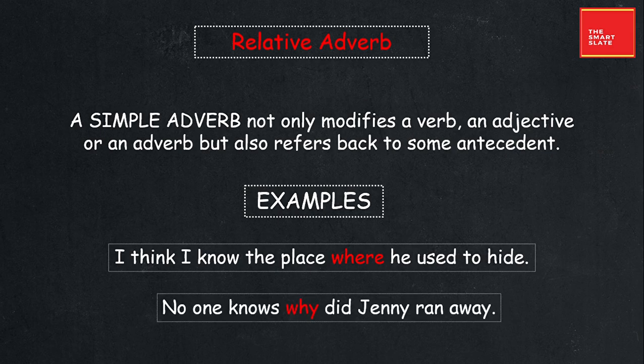Next sentence. No one knows why Jenny ran away. So no one knows is one thing, and you're trying to relate it. No one knows why she ran away. So where and why are relative adverbs respectively and not interrogative adverbs here. So these were the few types of adverbs.